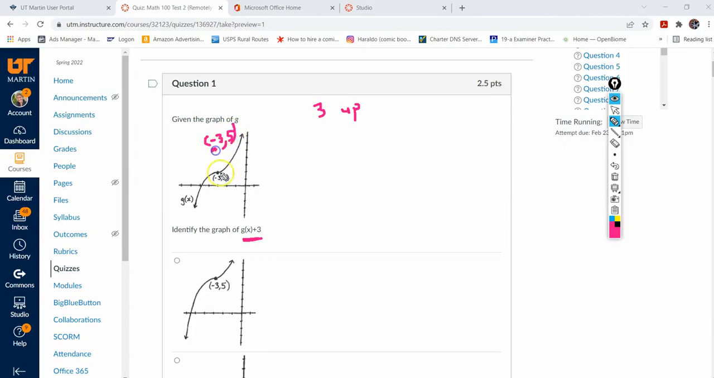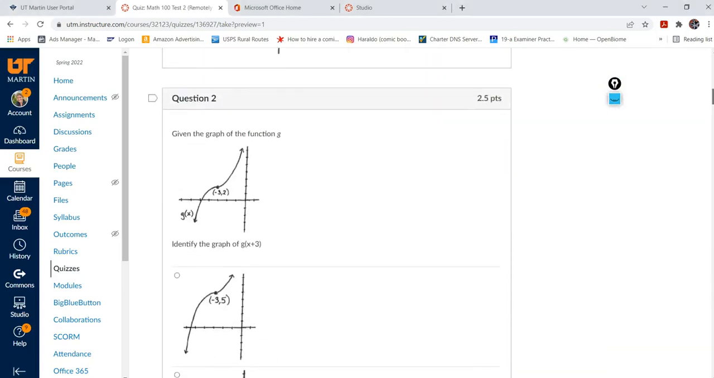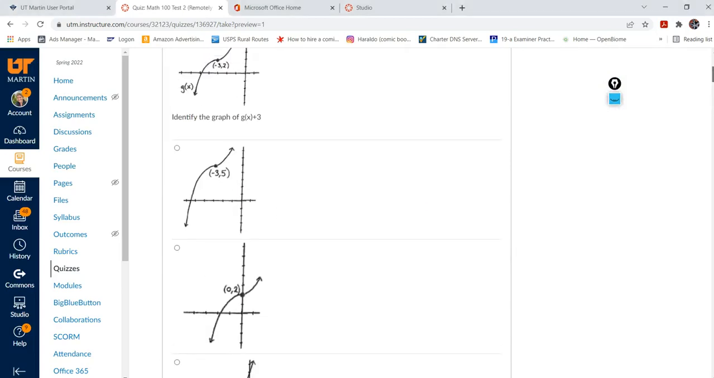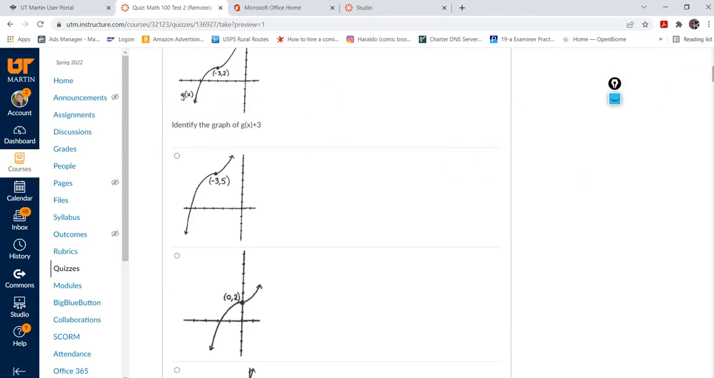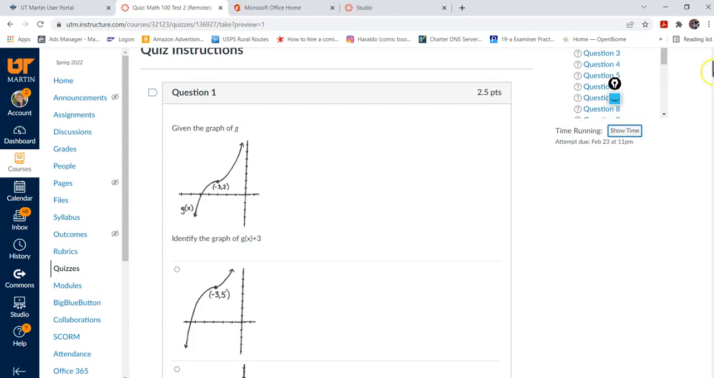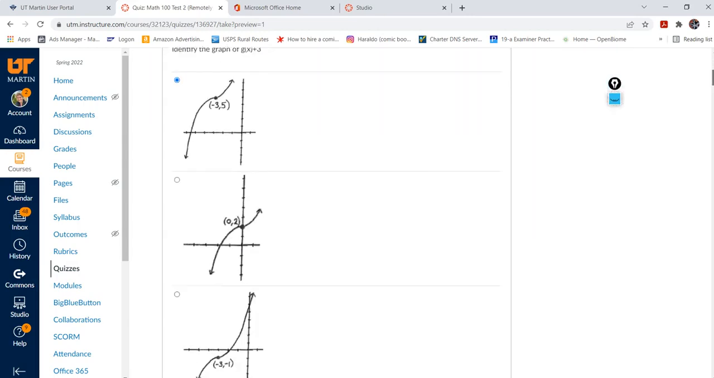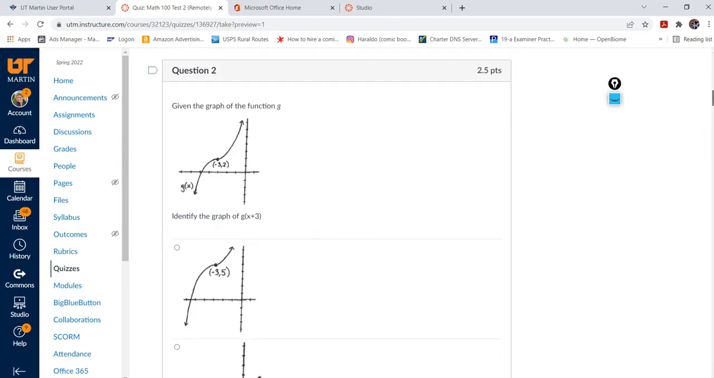So I need to find a drawing that is shifted 3 units up, this picture, and the point is -3, 5. And we can see that that first example there is the one that is showing us. Okay, so none of the others give that. And so that's the answer to that one. Let's go to the second question.